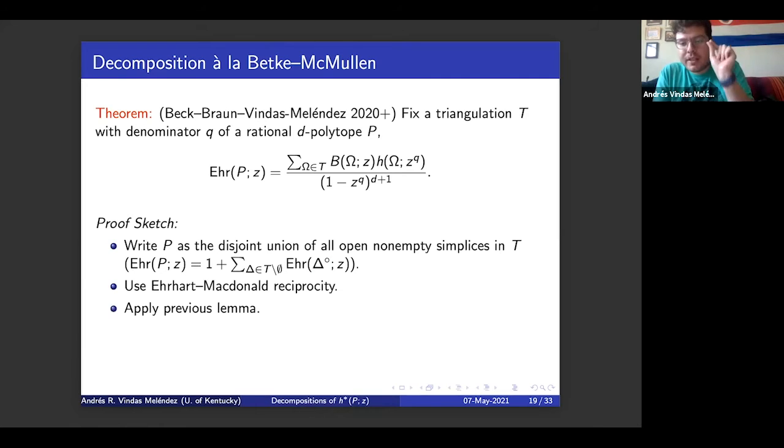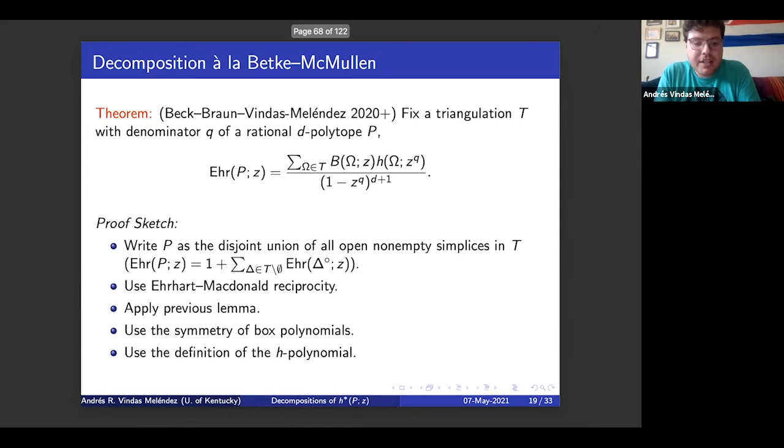And then I apply the previous lemma, right? Because I'm now dealing with each of the individual simplices, and I know what the individual simplices look like in terms of their H polynomials. The box polynomials are symmetric, so there's some natural involution that I left out because those are just minor details, but there's stuff there. And so I use that symmetry to my advantage, and then I use the definition of the H star polynomial, and I obtain my result. So this is a gross oversimplification of the theorem, but these are the steps of the idea.